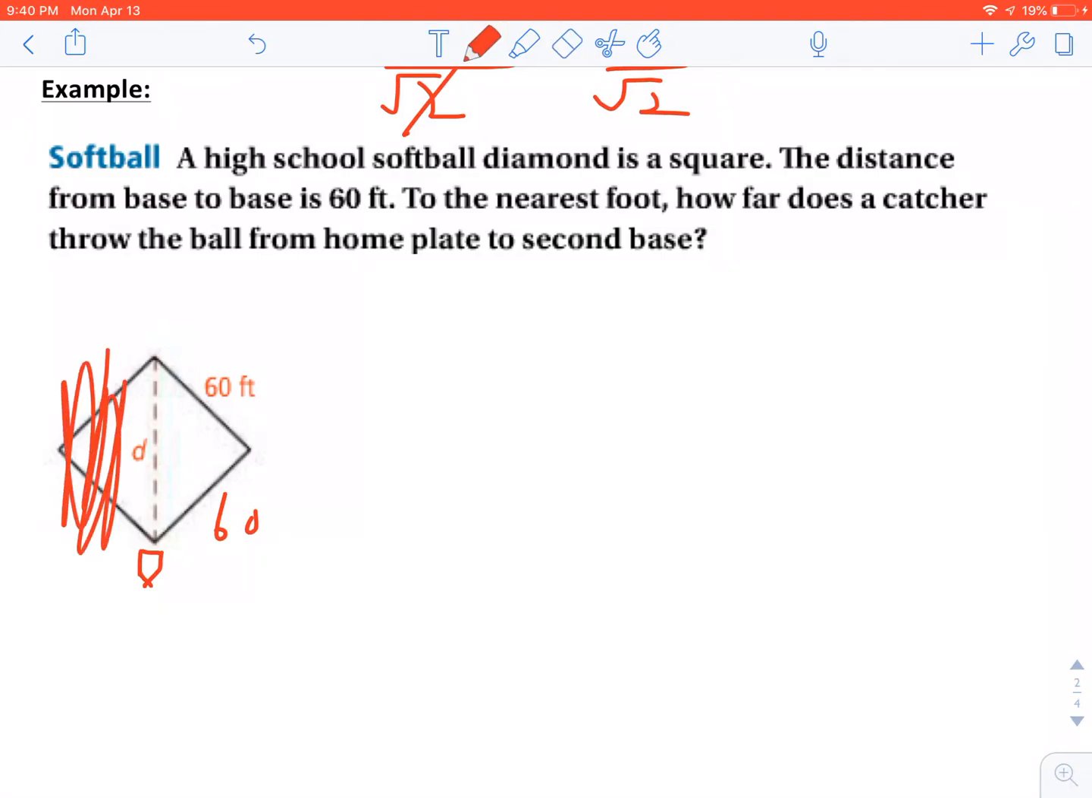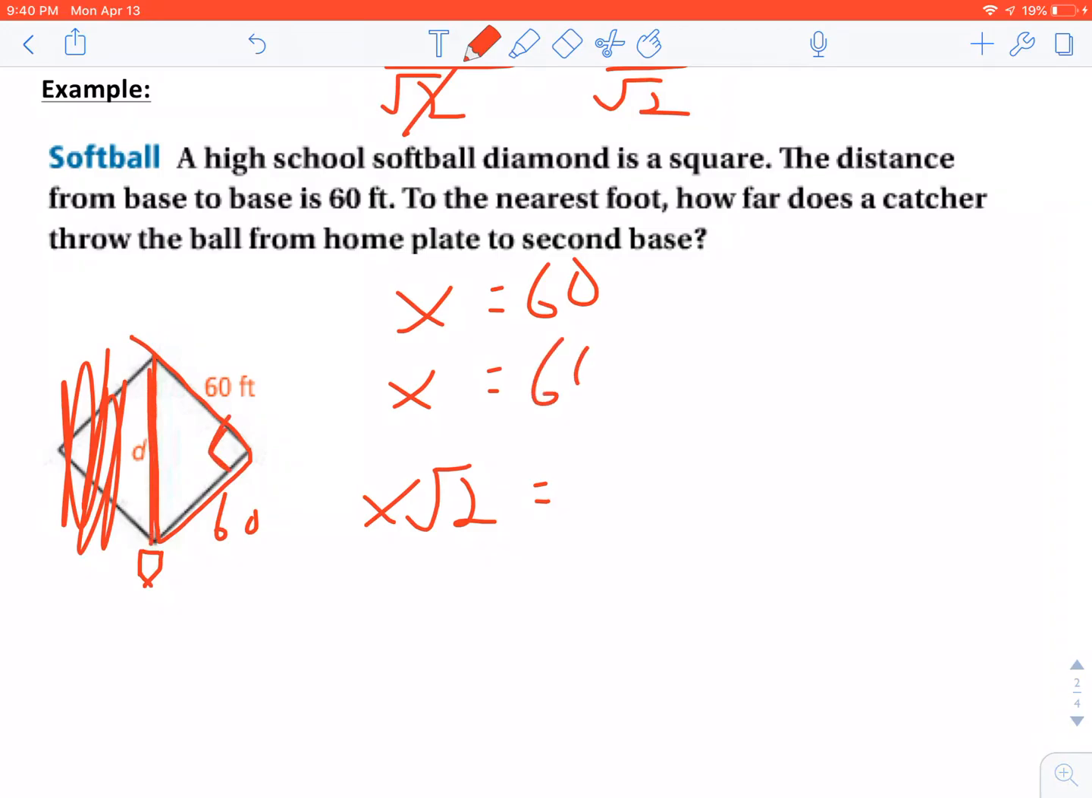Okay. Well, we can ignore this part of the picture. We're just looking at this triangle. That's your 45, 45, 90. So if you make your table, I've given you the leg as 60. Okay, this would be your right angle. This is clearly your hypotenuse. That's what you're looking for. So the exact answer is 60 radical 2 feet.